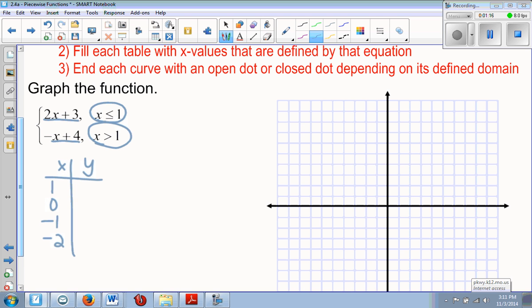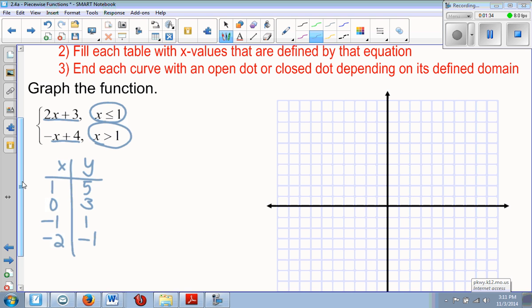And all we're going to do is evaluate. If you plug in 1, you get a value of 5. 0 would give you 3, negative 1 would give you 1, and negative 2 would give you negative 1. And so what I've made is a list of ordered pairs, and all we're going to do is graph the ordered pairs and connect the dots.